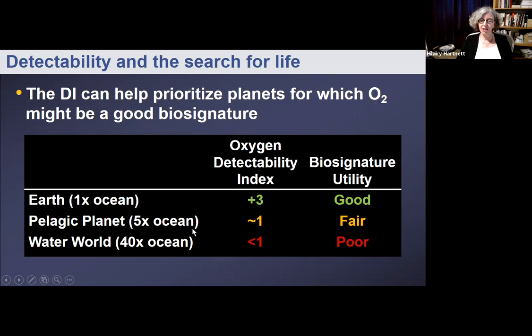On a pelagic planet with 5 oceans of water, phosphorus is limited because there's not so much weathering of continents, and the oxygen detectability index we calculate is only 1. On this planet, it is very difficult to say whether the oxygen produced in that atmosphere is due to life or due to photolysis of water. On a water world with 40 oceans of water, we calculate a detectability index that's less than 1, possibly much less than 1. And in this case, oxygen is a very poor biosignature because the oxygen present in the atmosphere is most likely due to photolysis. So the detectability index can help us to prioritize those planets for which oxygen might be a good biosignature.